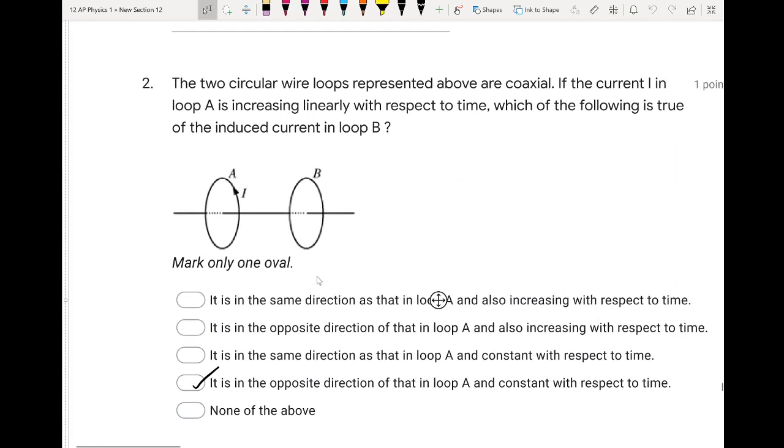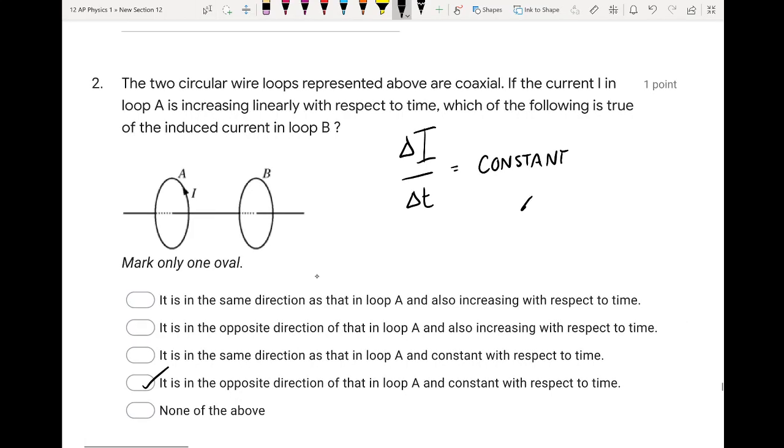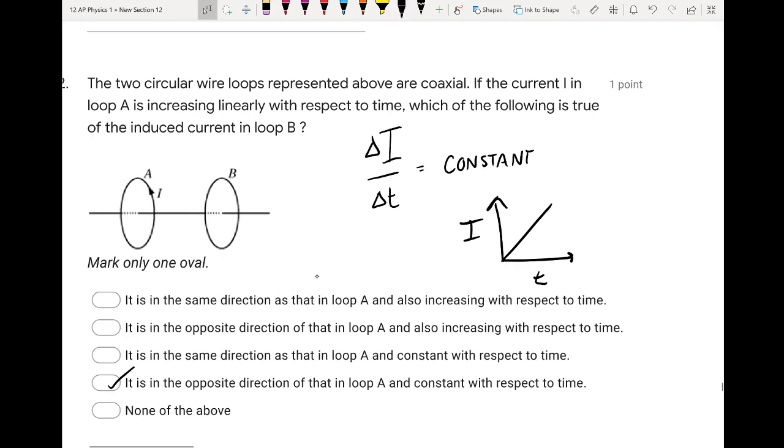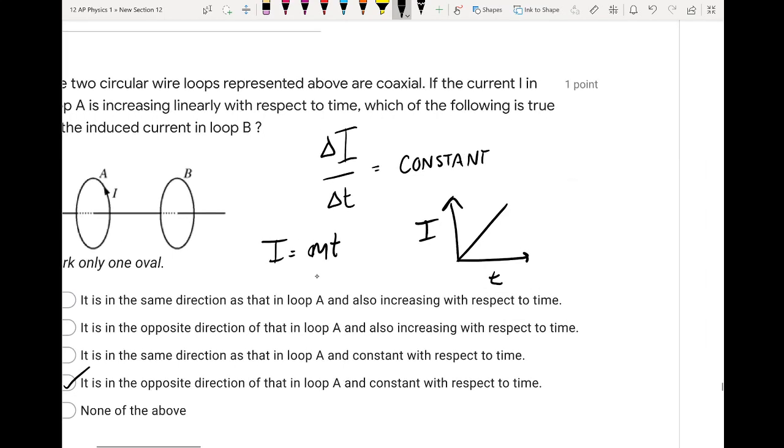where we're increasing our current. So let me get a different color. Our change in current with respect to time is equal to a constant, right? They say that it's linear. So if we were going to graph I versus t, it says it's linear. So we'd have this y equals mx plus b relationship, where I equals some constant m times t. So really what we have is this idea that our change in current over our change in time is a constant value. So we'll get back to that really quickly.